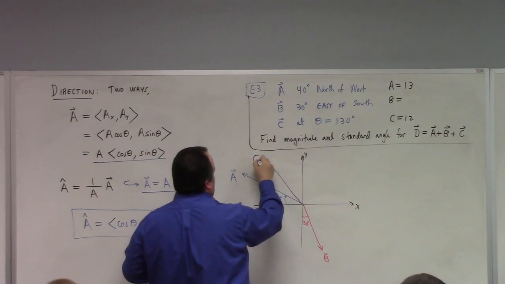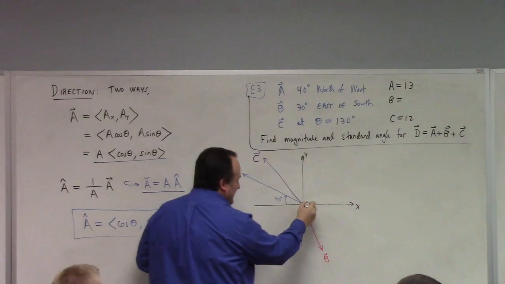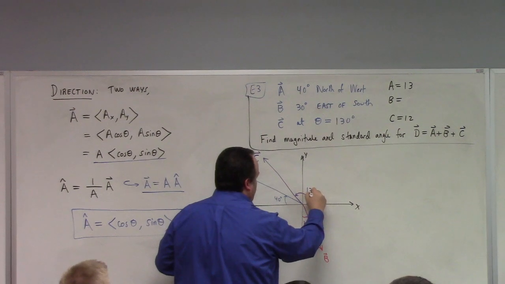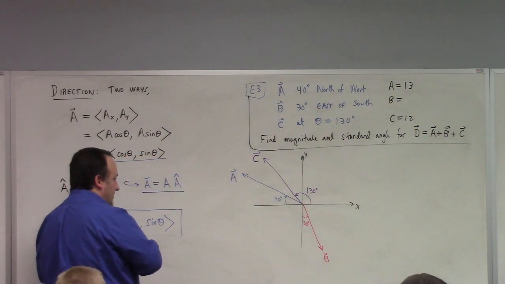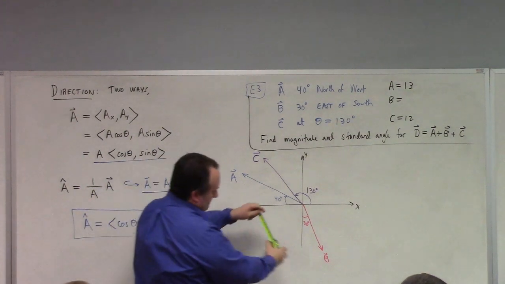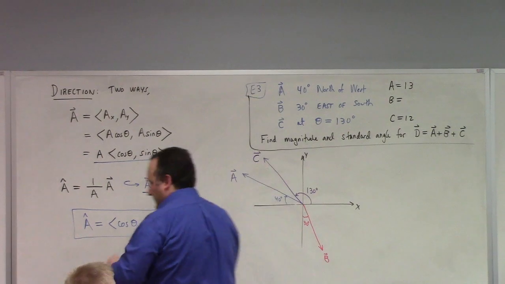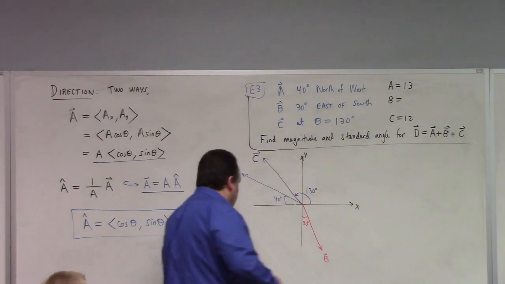If you missed what just happened, you didn't miss much, all right? So the point is that this angle here is 130 degrees. So A was 13, C was 12, B I haven't measured yet. B is in fact 10. So the magnitude of B is 10.